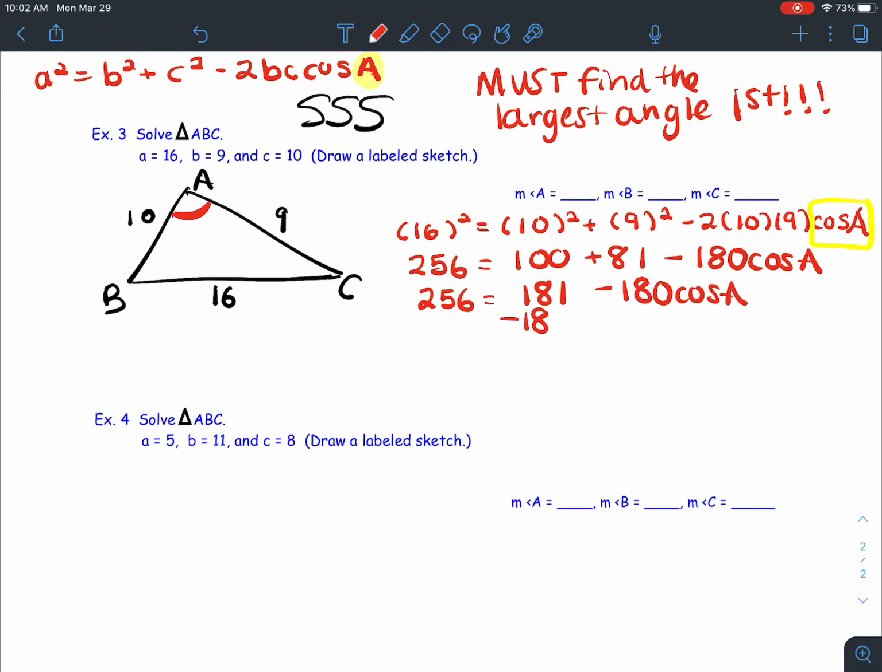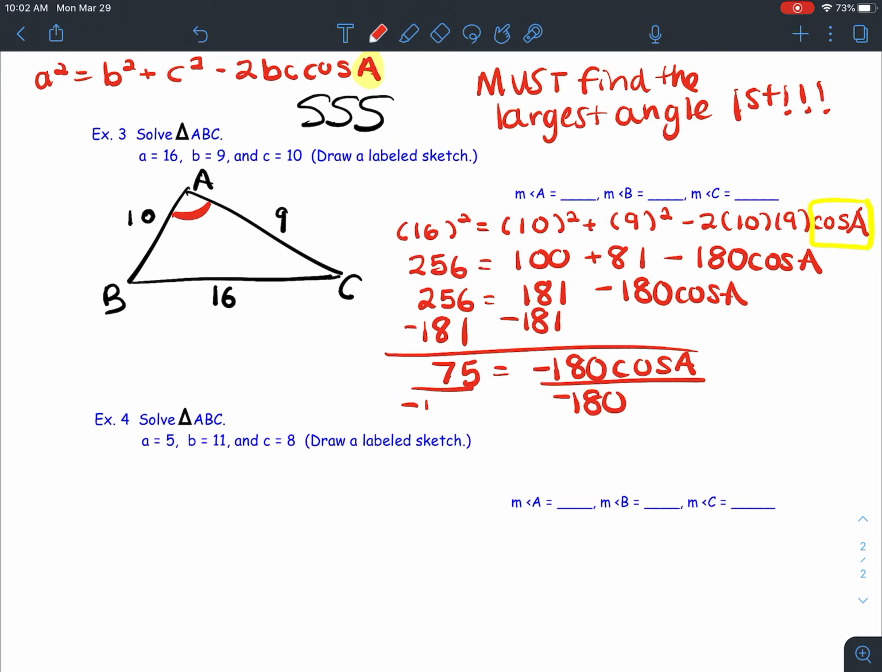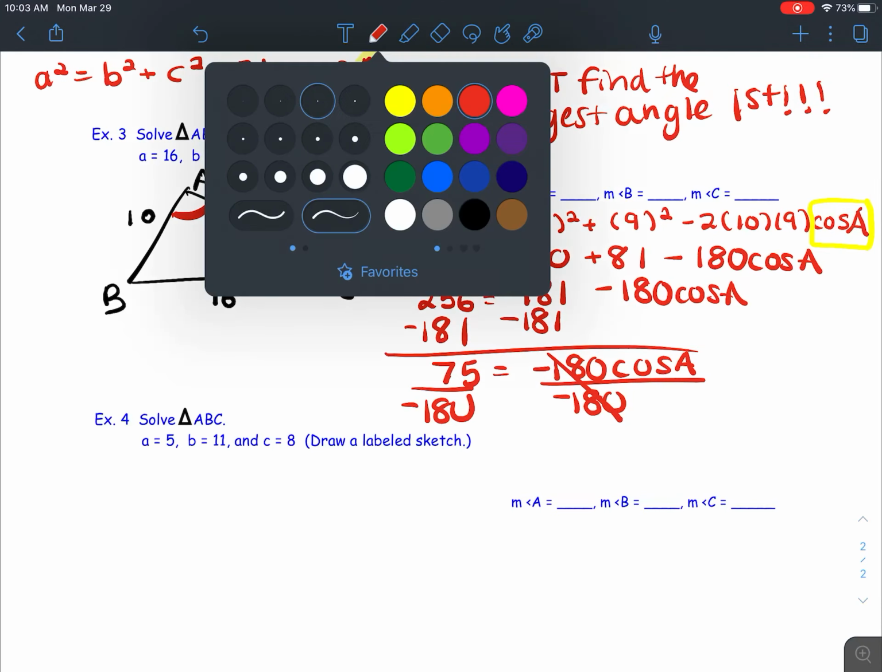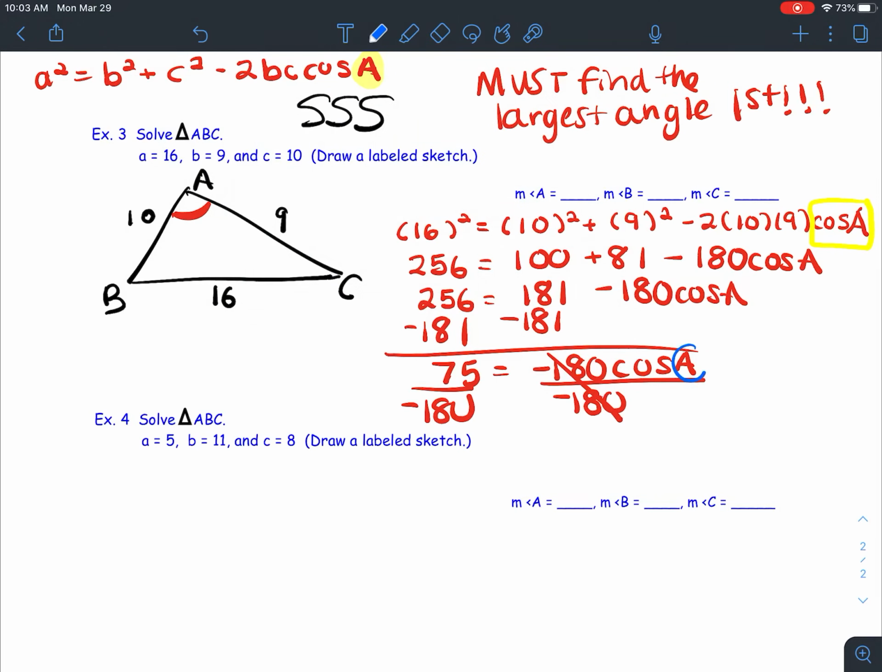but we're going to need to subtract the 181. Okay, so we've got 256 minus 181. That gives you 75 on the left side minus 180 cosine A on the right side. Okay, now to move that 180 that's in front of the cosine to the other side, you're going to do that by dividing. Okay, because that's connected to cosine A by multiplication. Okay, now remember, we are trying to get this A right here by itself, and so what we're going to need to do next is we're going to need to do the inverse cosine. We have to do that to both sides.